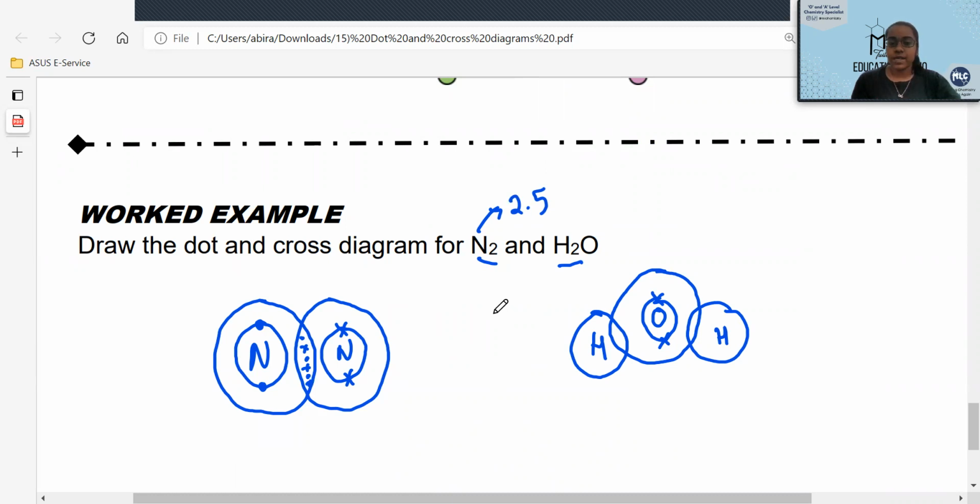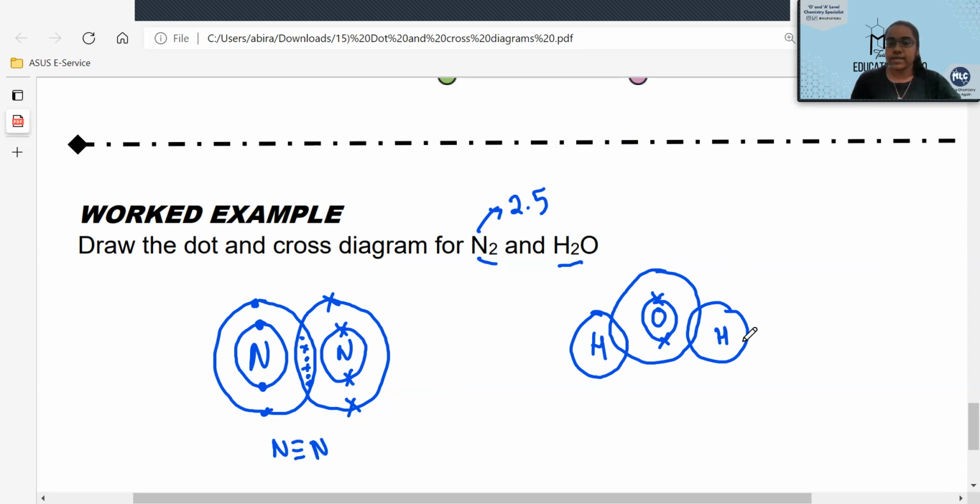So after you've drawn 3 pairs of electrons, you will realize that there are 2 more remaining electrons for nitrogen, and you just need to fill them up in the outermost shell. And that is the dot and cross diagram for nitrogen. Because there are 3 pairs of electrons here, nitrogen is triple bonded.